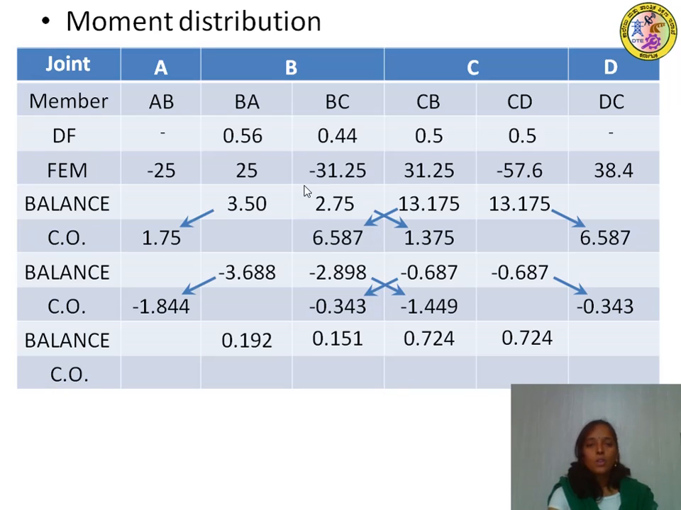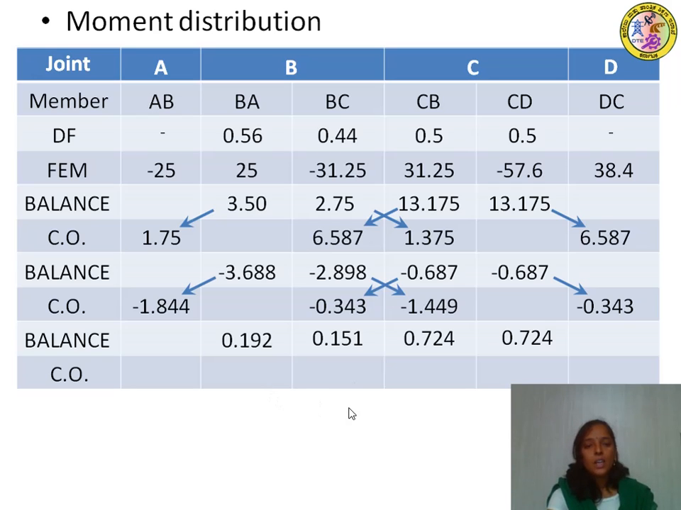So you can observe these values are decreasing. Initially it was 3 and 2 and it was 13, and later it has reduced to 6 and 1 and 1 point something, and now again it is 3, 2 and 0.6. So you can observe the values are reducing. So till how much do we have to continue these cycles? Till these distributed moments become negligible. So till then we have to carry the cycles.